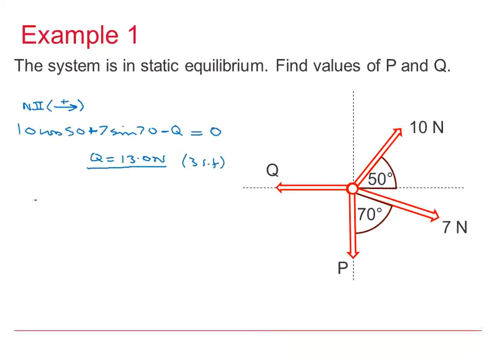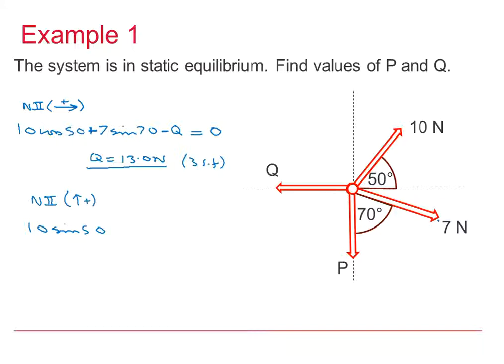I now need to find P, so I need a vertical method, and I've decided to take upwards as positive. So I'm doing Newton's second law. I'm going to take upwards as positive. So upward components are positive, downward components are negative. So if we start off with the 10 Newtons again, I want to know how much of that 10 Newtons is vertical. So if you imagine a little triangle, the vertical side of that triangle would be 10 sin 50, and that's acting upwards.